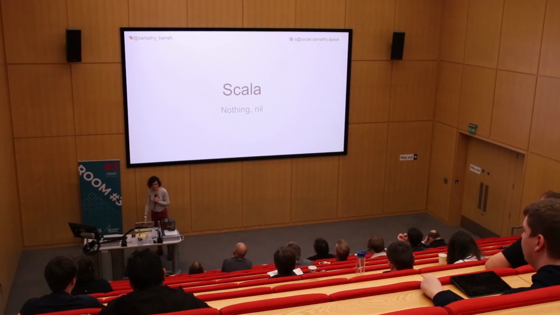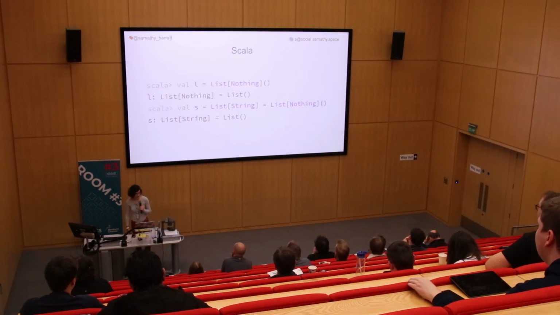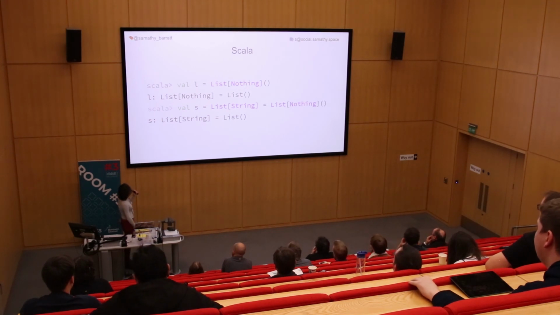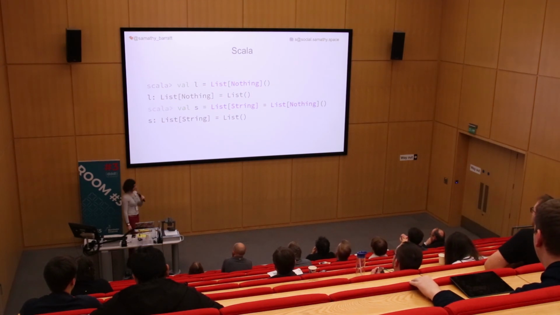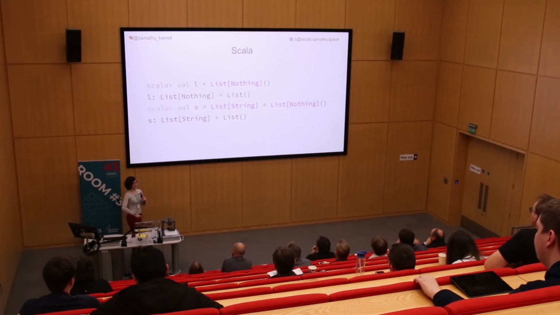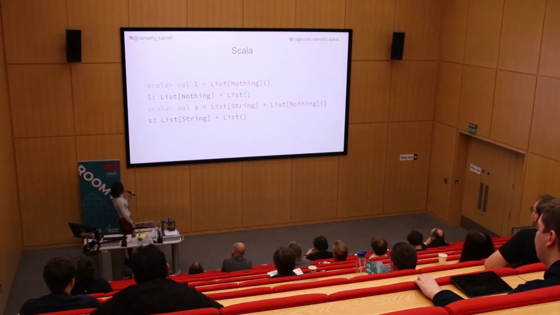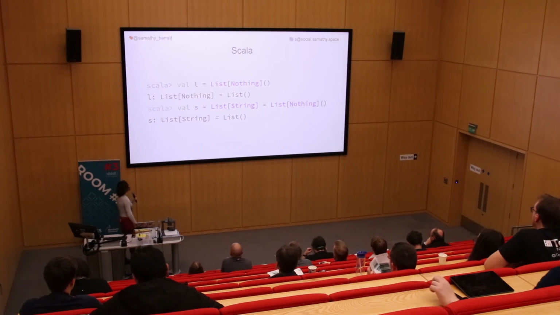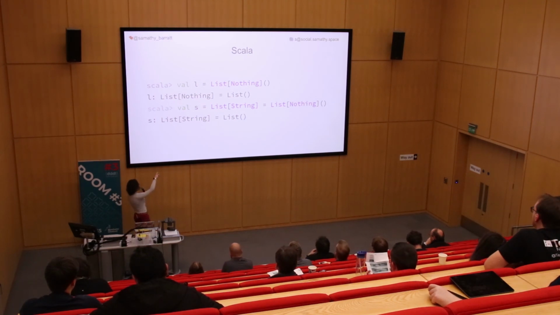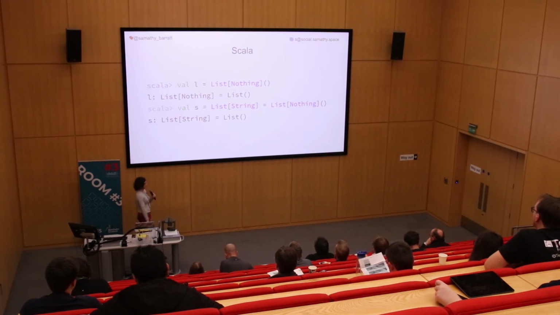Scala's got some really fancy nothings. Scala's a JVM-based language with weird syntax again. So we've got the Nothing type in Scala. Nothing is a subtype of every single other type in Scala, even the ones that you define. And you can create lists of Nothing. And then you can make references of type list containing strings and assign them a list of Nothings. It's a special type.